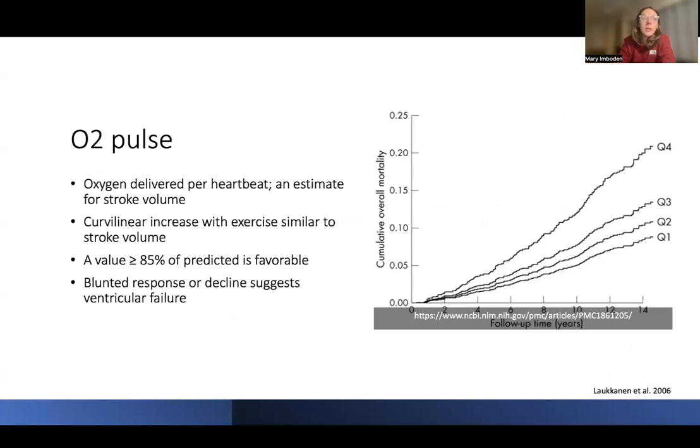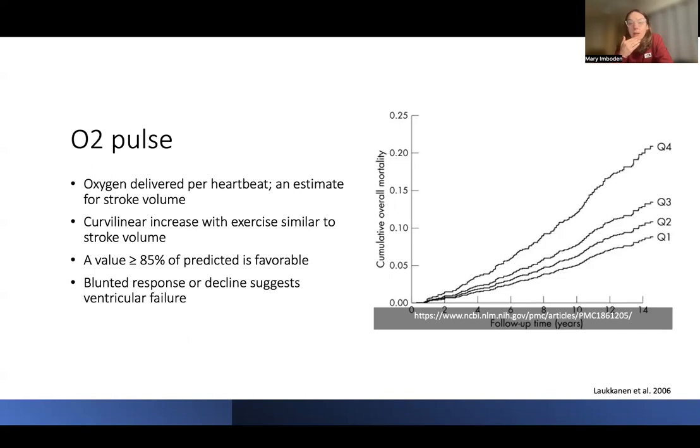O2 pulse is defined as the ratio of oxygen consumption to heart rate and expresses the volume of oxygen ejected from the ventricles with each cardiac contraction. We do see with exercise a curvilinear increase, similar to what we see with stroke volume. So it increases to a point and then we'll start to plateau, which is what we see with stroke volume as well.